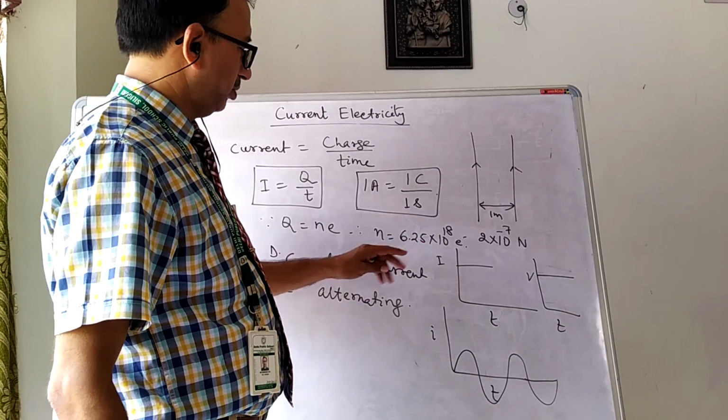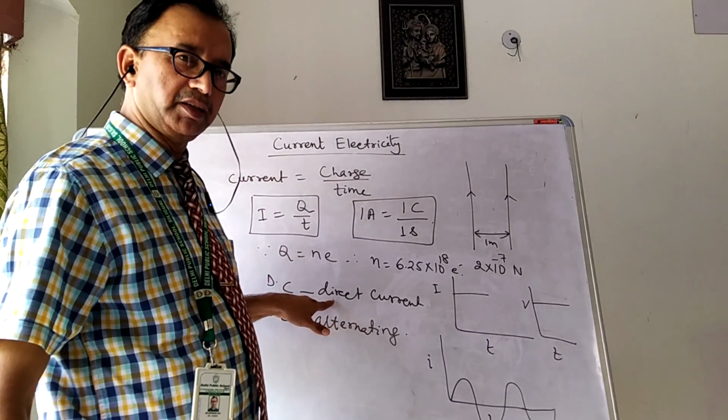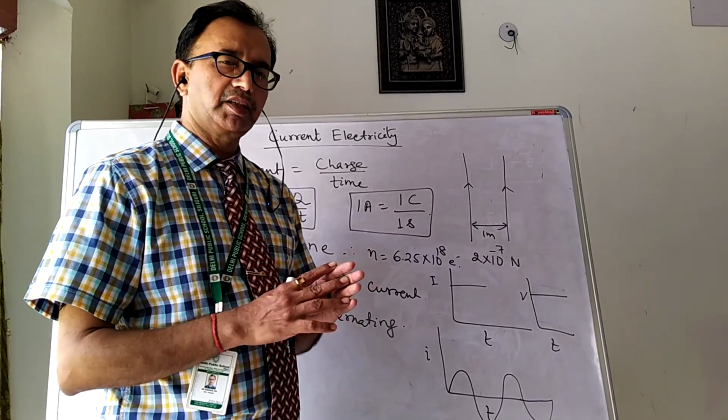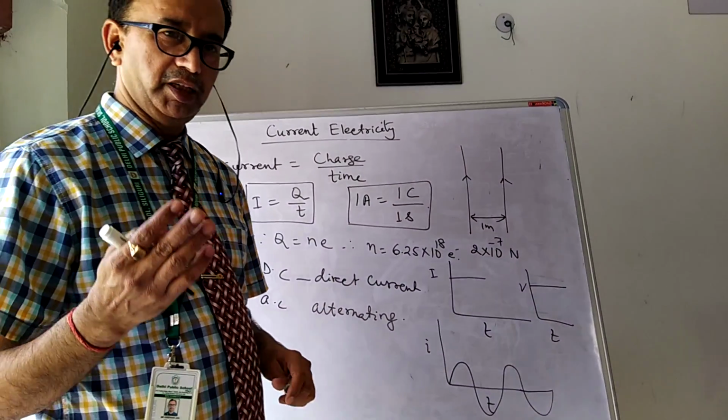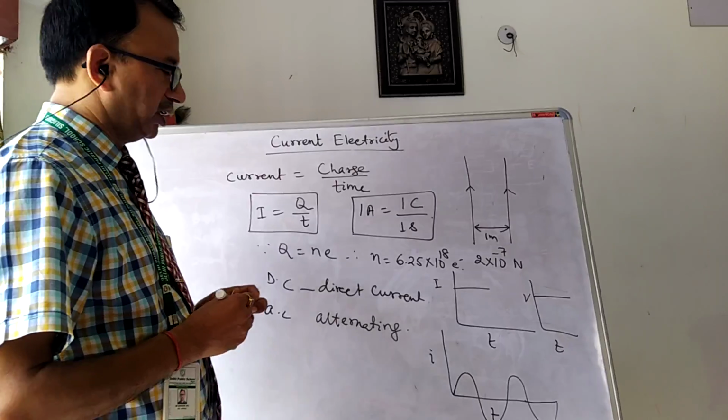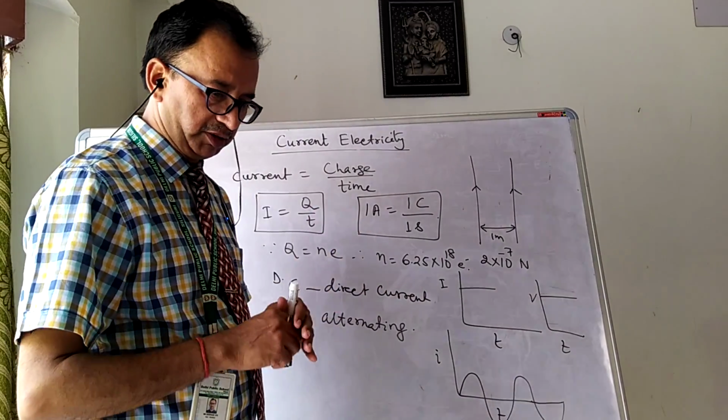In this topic, we will be discussing direct current. What are the sources of direct current? The battery, the eliminator, the cell. These are all DC current sources.